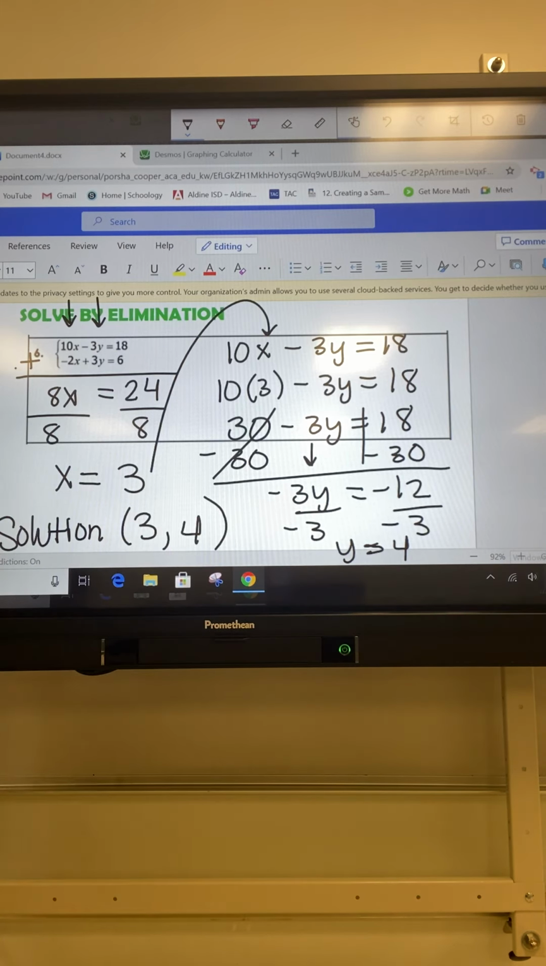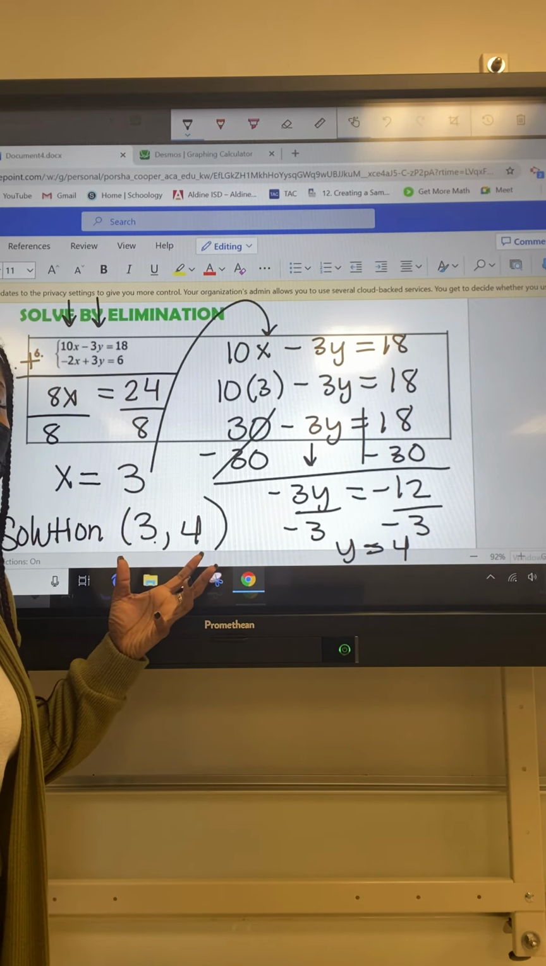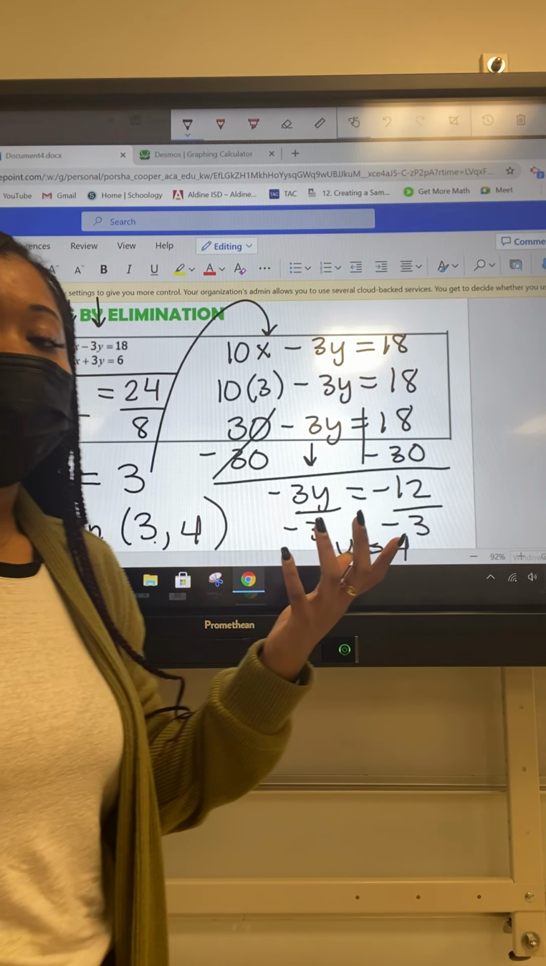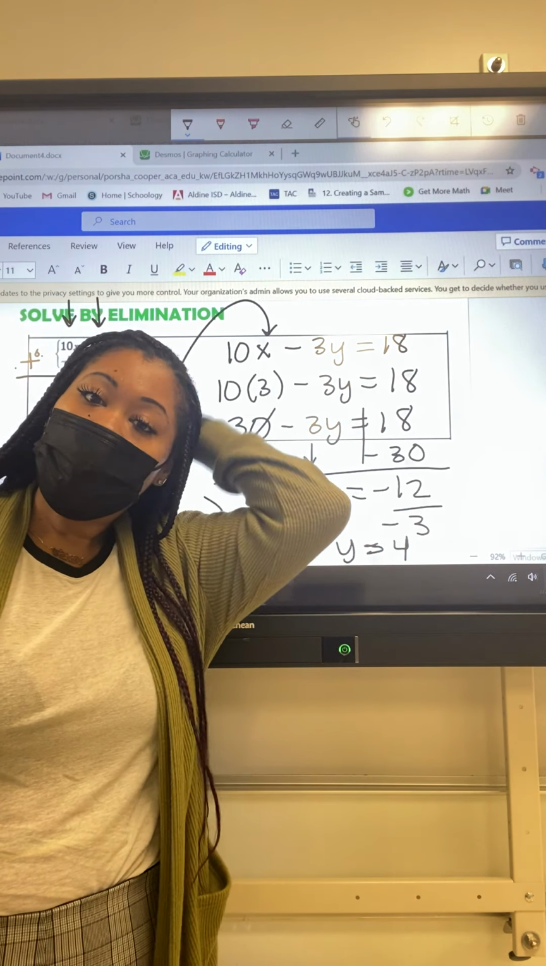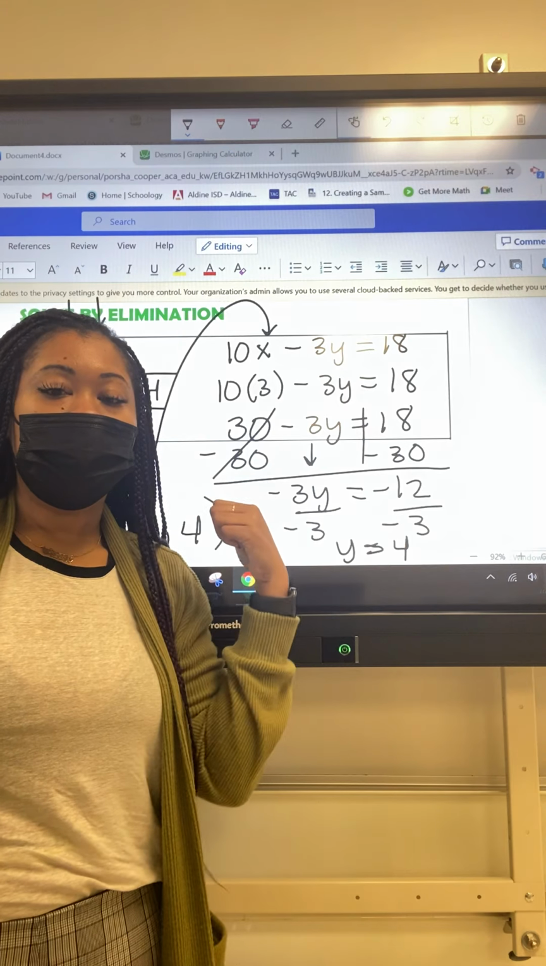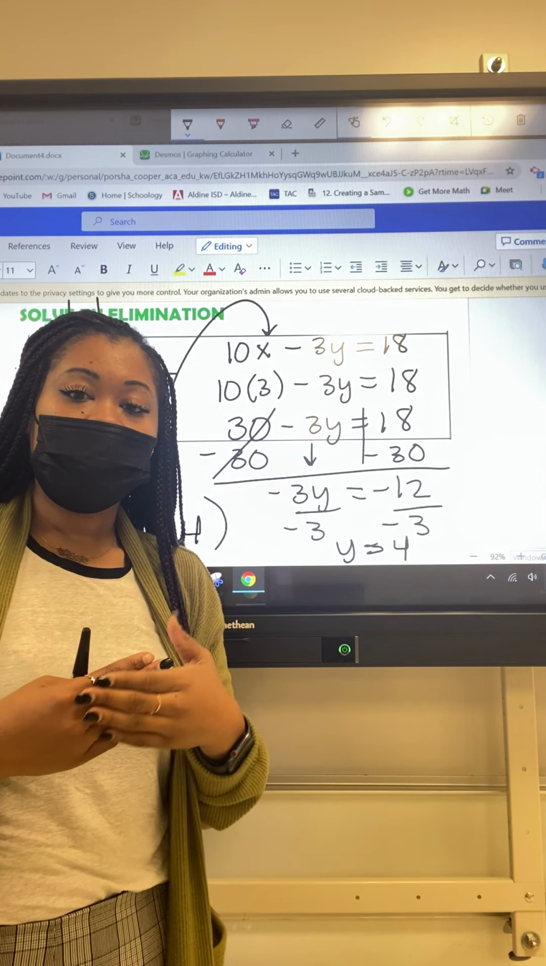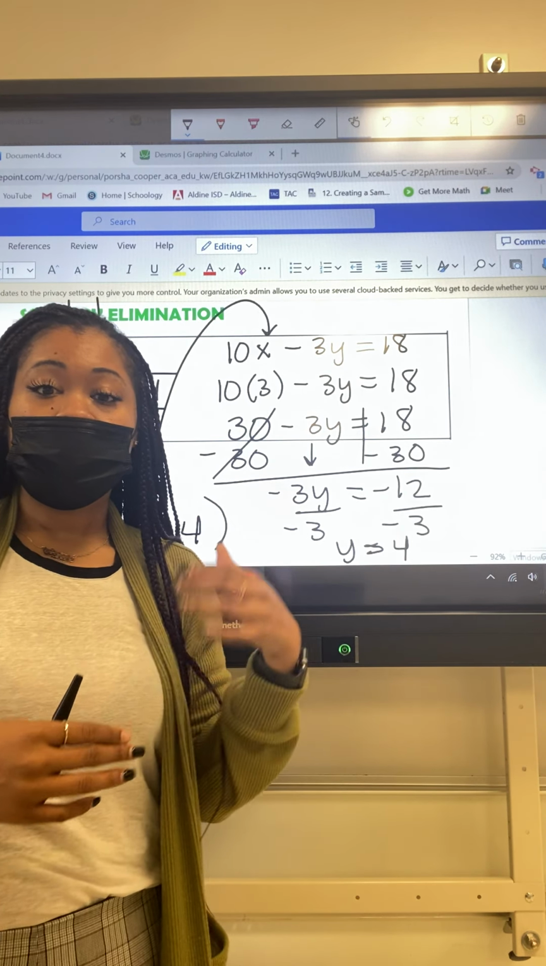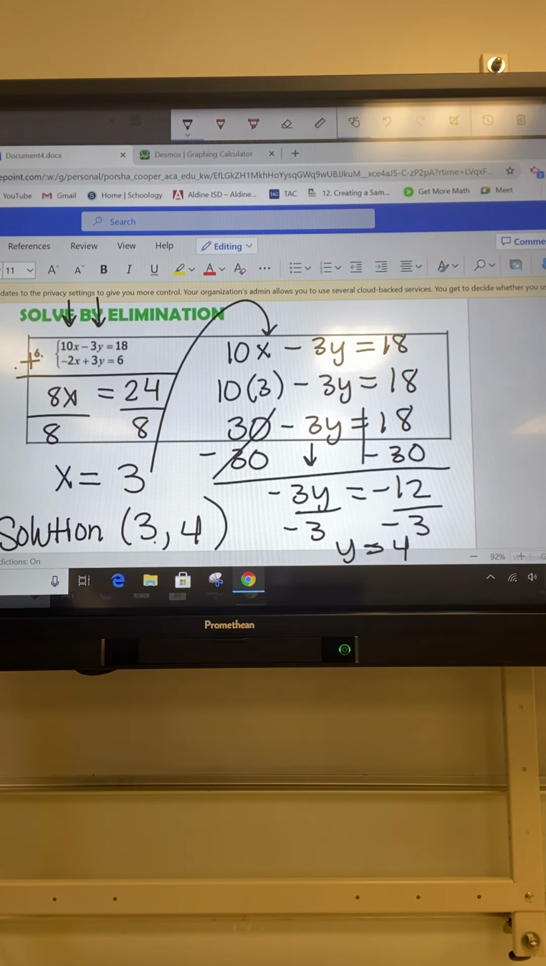So that means that if I were to graph these two things, they are going to intersect at 3, 4. And so what we can do to verify that is go to Desmos, type both of those equations in, look at the graph and see if they actually intersect at 3, 4. All right? So let's take a look at Desmos and see if that's where our lines meet. All right, so remember here our solution was 3, 4.